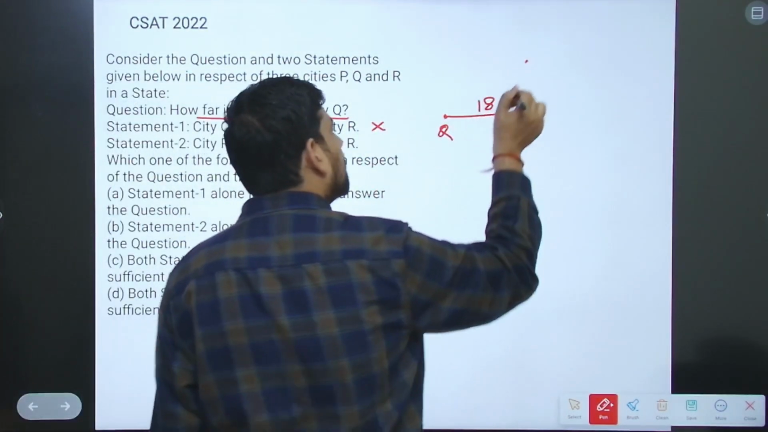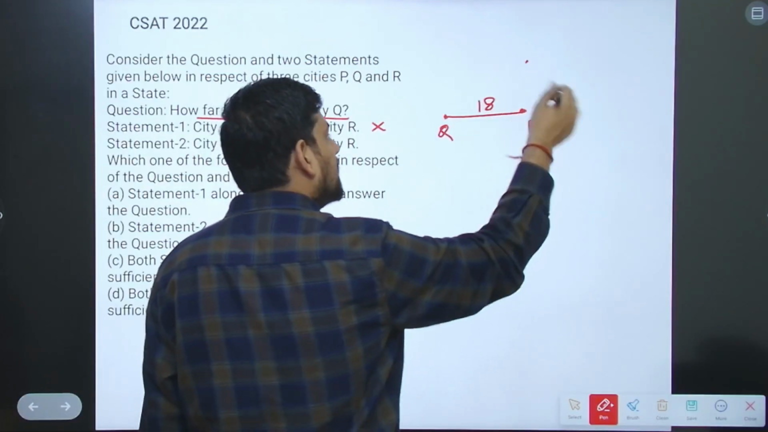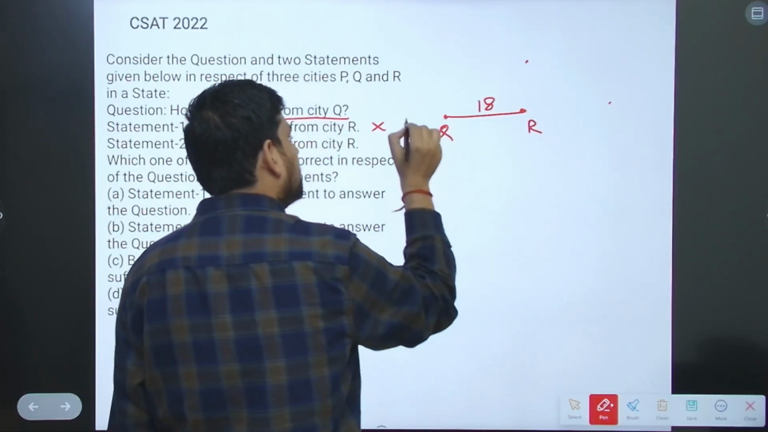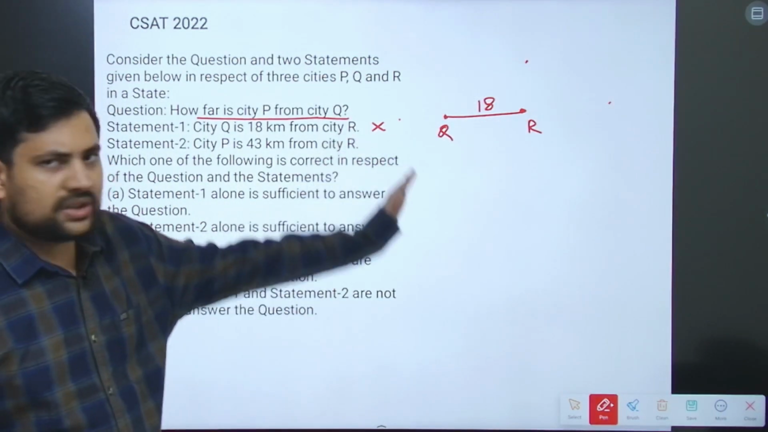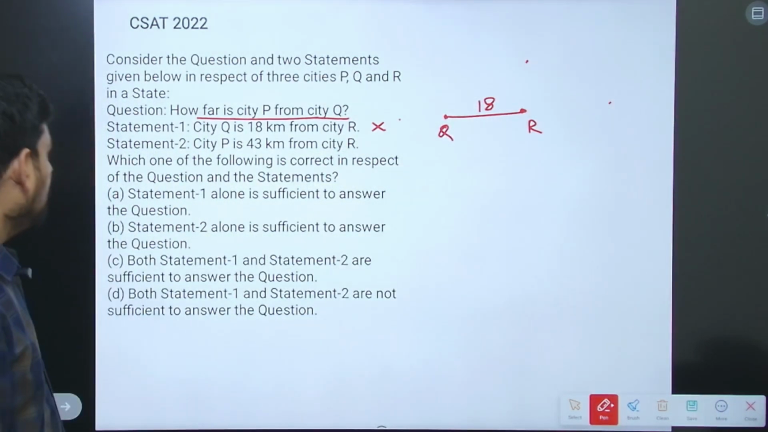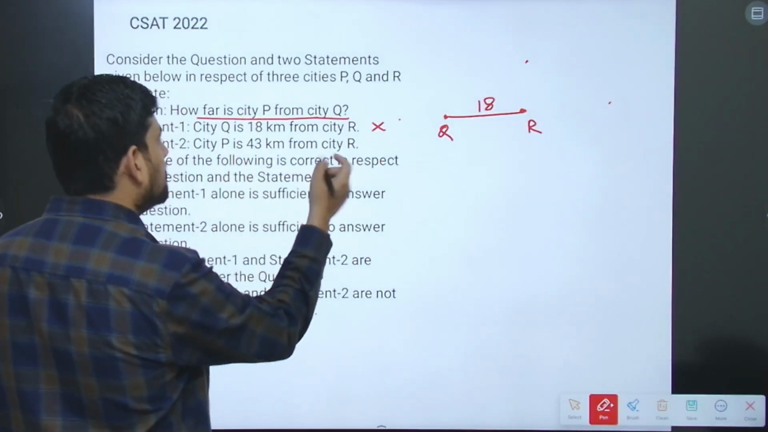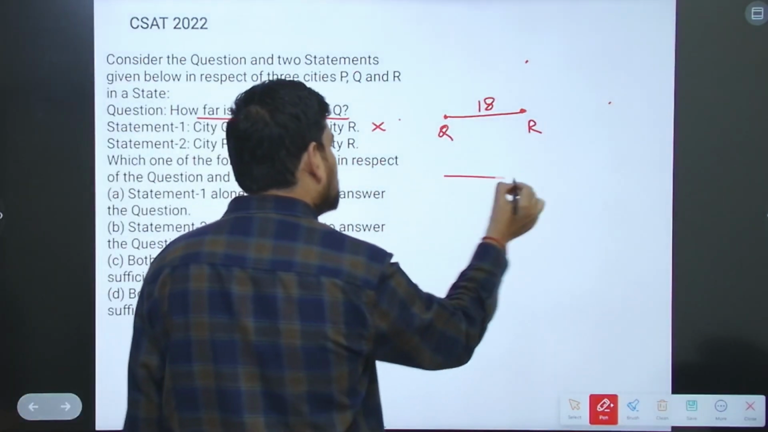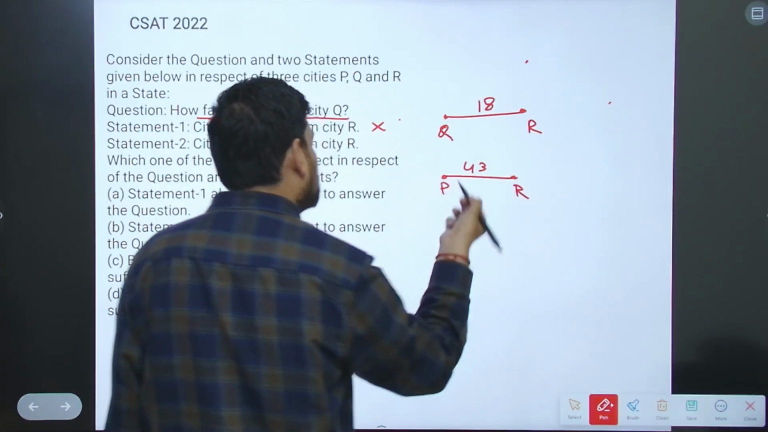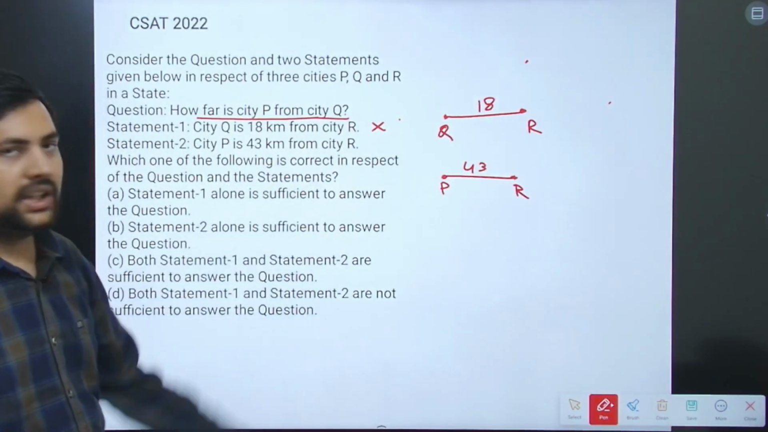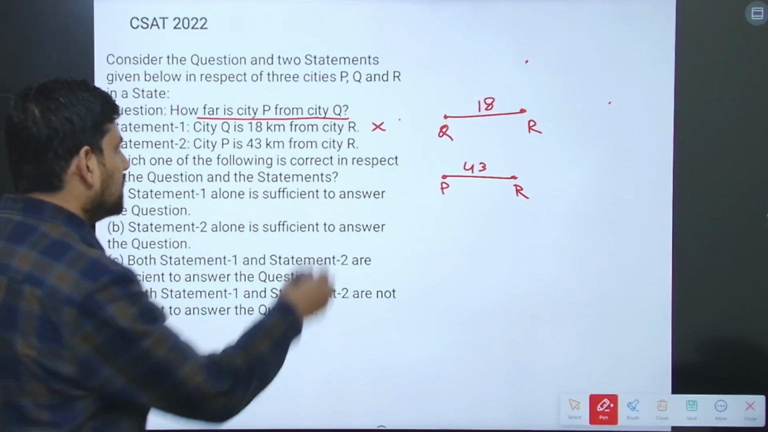P may be here, so this will become a right angle triangle. If P is here, then it is very far. If P is here, then it is again still closer than all others. So I don't know. Now the second statement alone, P is 43 km from R, but I don't even know where R is. So this may be 43 km, but I don't even know where P is. Correct? So this statement is also not enough.